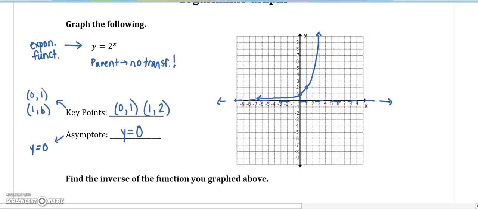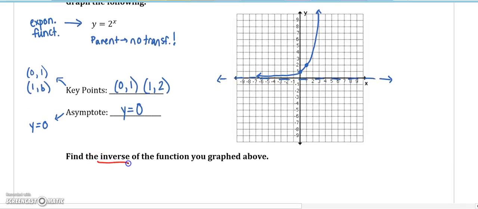Well, now it says find the inverse of the function you graphed above. I know we haven't done this in a while, but let's remind ourselves. Finding the inverse means we switch x and y, and then solve for y. So those are the two steps we're going to do.